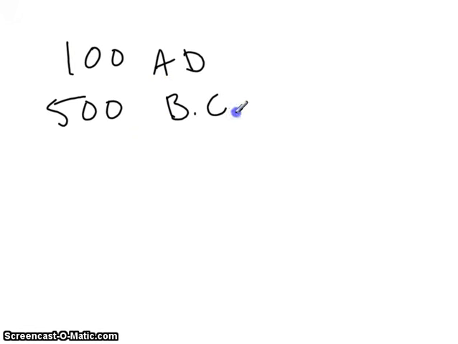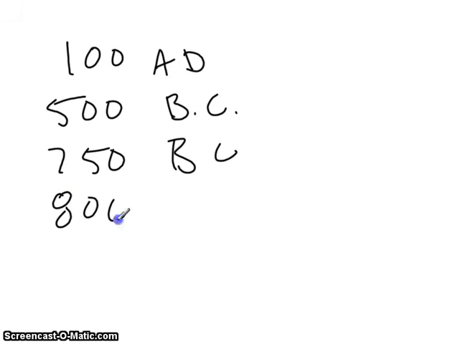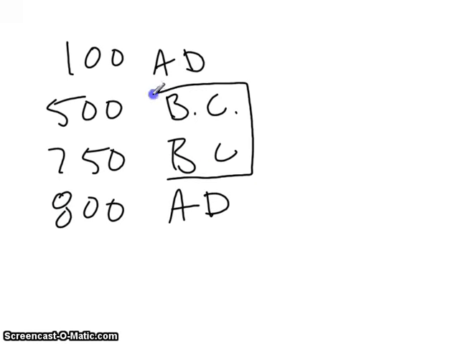So if we look at a quick sample, if we look at these numbers, 100 AD, 500 BC, 750 BC, and 800 AD. If we looked at these dates and we had to figure out which one happened first, the first thing I always do is look for BCs. BCs are always going to happen before ADs, so I know that one of the BC dates happened first.